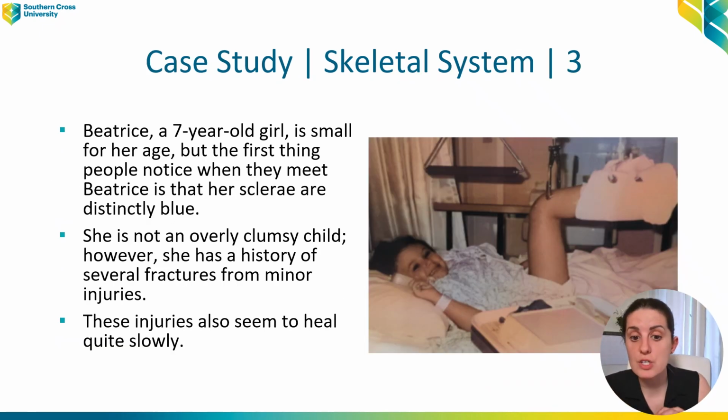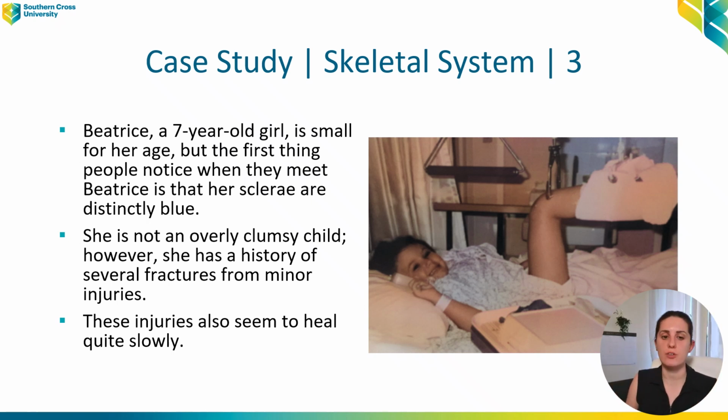Okay, so moving on to our next case study. Now we have a case study about a young 7-year-old girl, Beatrice, and she's small for her age, but the first thing people notice when they meet Beatrice is that her sclera are distinctly blue. So remember, that's the part that you normally expect to be white around the eye. It's blue. She's not an overly clumsy child, but she has a history of several fractures from minor injuries.